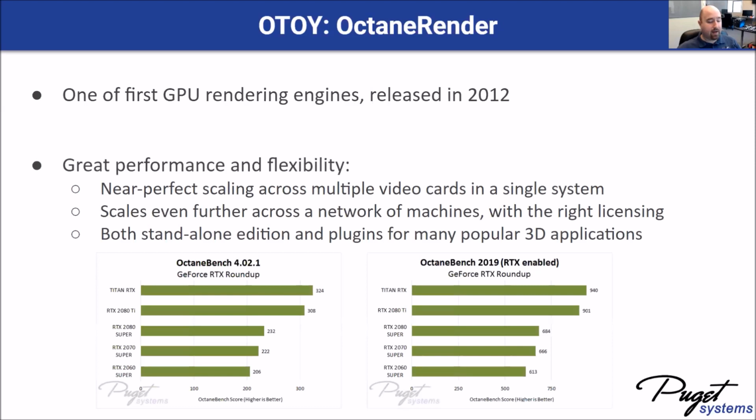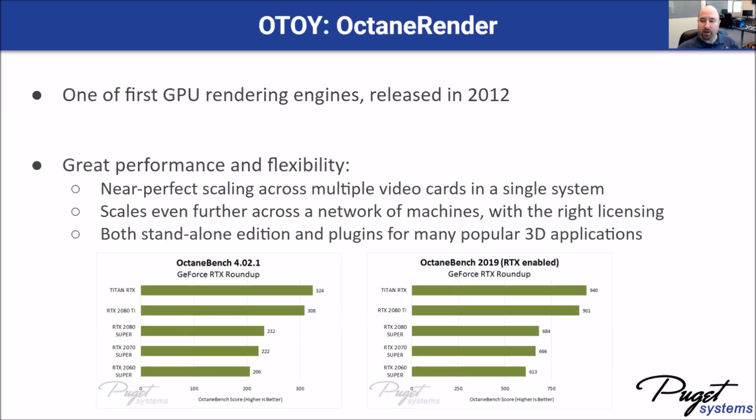for a while, and it has great performance and flexibility. It's got near perfect scaling across multiple video cards. In other words, each video card you add basically gives a full 100% increase in performance compared to the one before it. It can also scale even further across a network of machines if you have the right licensing. Their licensing is a little more complicated. And it's available in both standalone editions as well as plugins for many of the popular 3D applications. And that's actually something that's going to be true of all three of these rendering engines we're going to talk about.